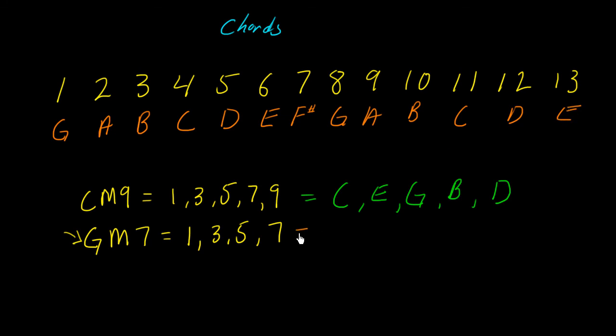And so in order to play a G major 7, you would play the notes, just as simple as aligning here. G, 3 is a B, 5 is a D, 7 is F sharp.